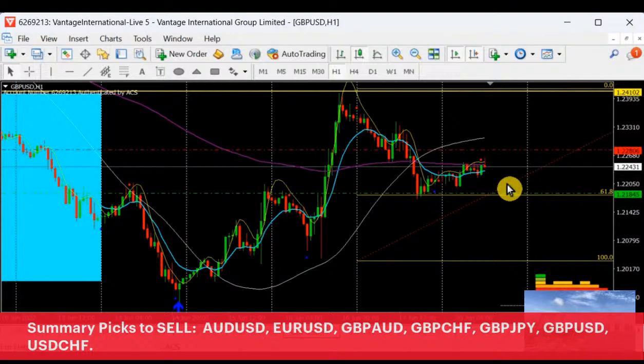That is the 200 MA. It's about in the middle of the Friday Asian session.